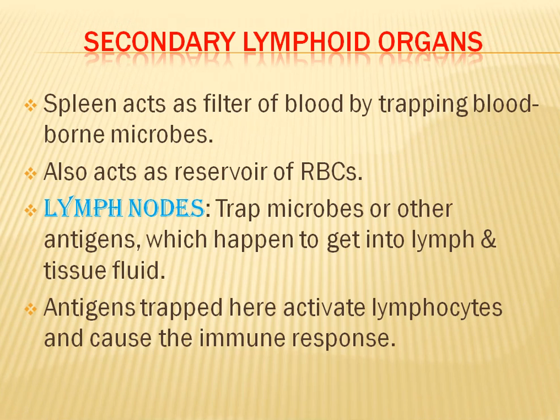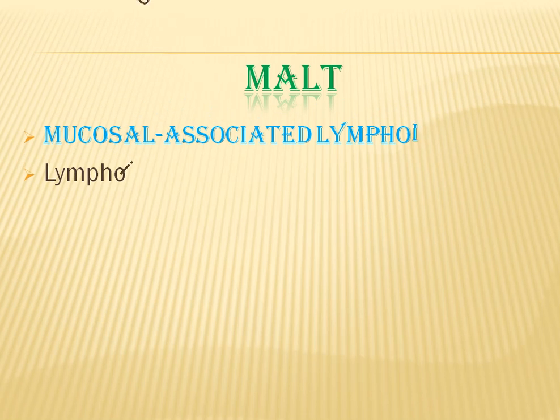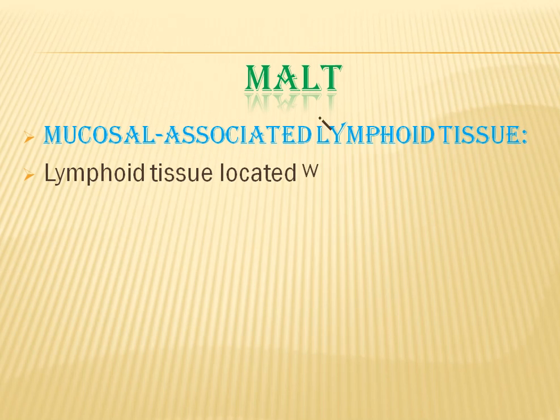Lymph nodes trap microbes or other antigens which happen to get into lymph and tissue fluid. Antigens trapped here activate lymphocytes and cause immune response. Next topic is MALT. MALT is mucosal associated lymphoid tissue. These are lymphoid tissues present in major tracts like respiratory, digestive and urogenital tracts. It constitutes about 50% of lymphoid tissue in human body.